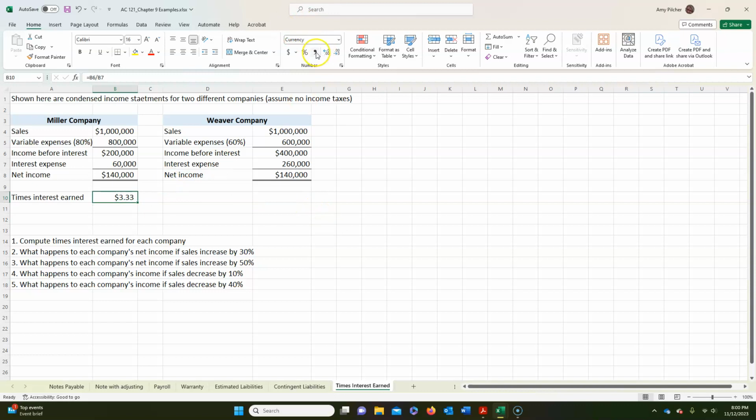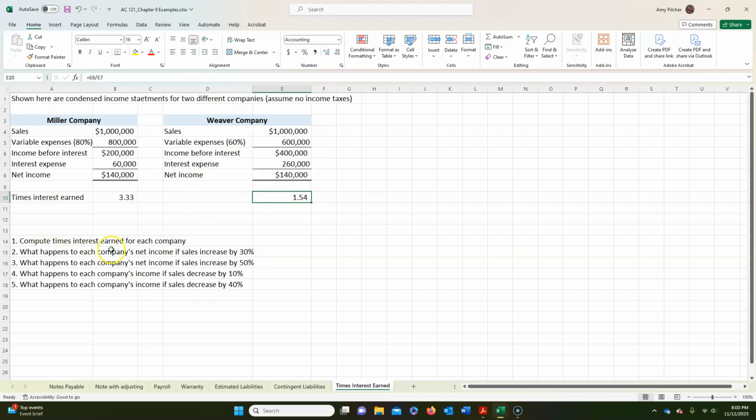So it's income before interest and taxes divided by interest expense. And that's just a number. So Miller Company has a 3.33 and Weaver Company has a 1.54. Okay, so we have that information here.